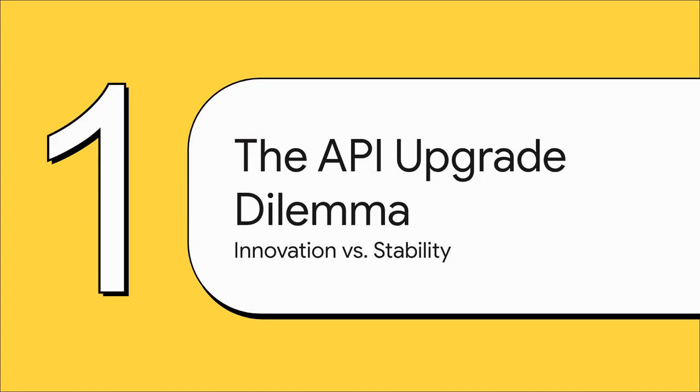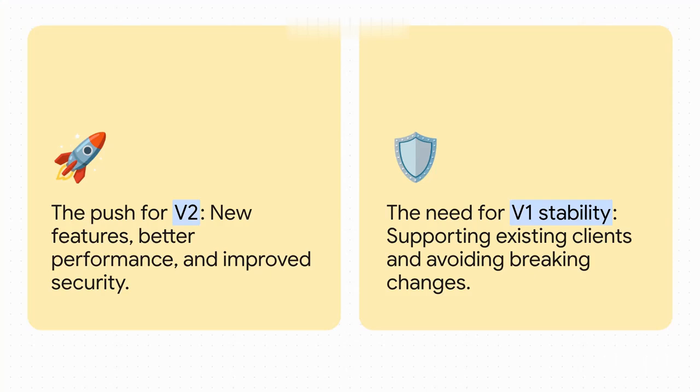And this right here brings us to the core conflict, the dilemma that every software architect has to wrestle with when it's time for an upgrade. It's this constant battle between innovation and stability. You can really see the two sides of the coin here. On one side, you have the push for version 2. Come on, we need new features, better performance, tighter security. But on the other side, you've got all your existing customers who rely on the rock-solid stability of version 1. Their businesses are built on it, they just need it to work, and you absolutely cannot afford to break their integrations. It's a real tightrope walk.